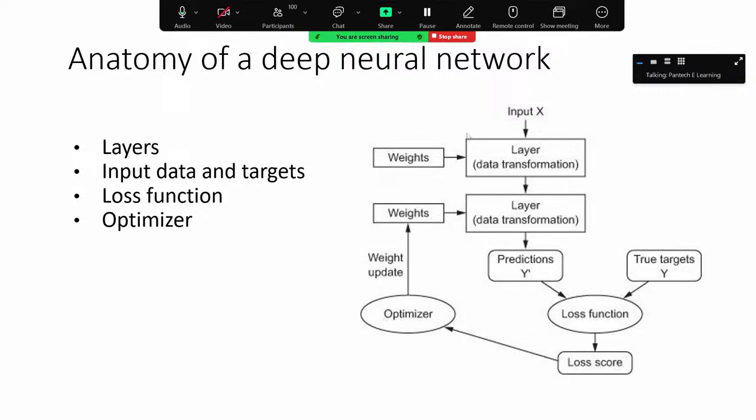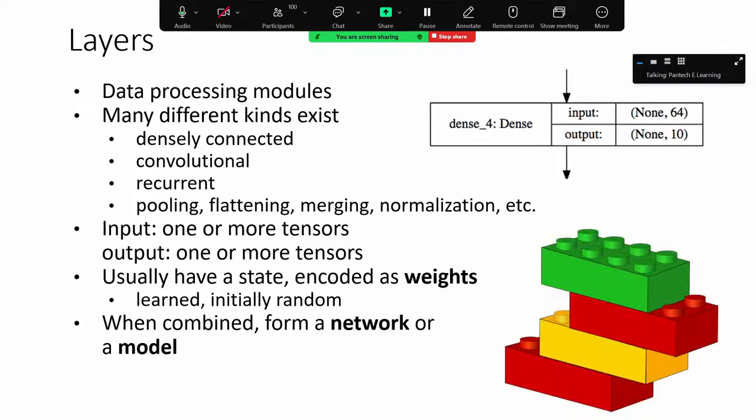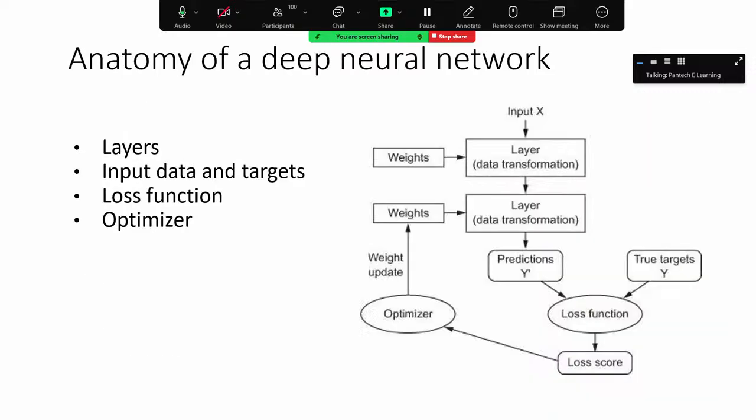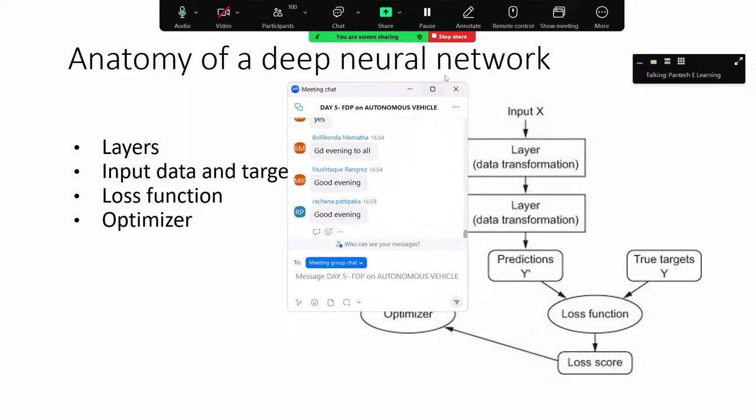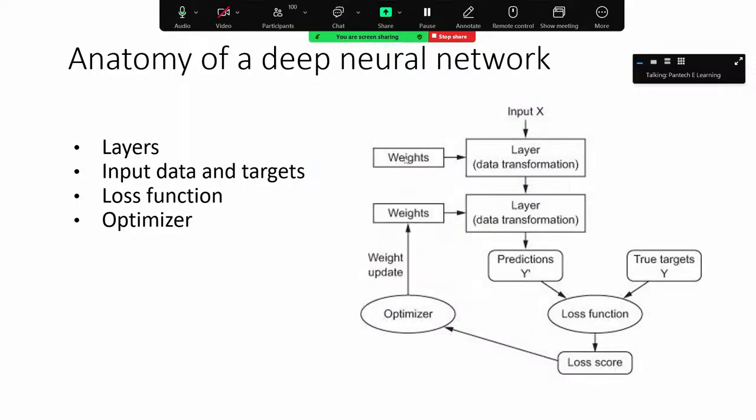So here, this is the process of training. It talks about training, layers. What are layers? We've been talking about layers. Input data, targets, loss function, optimizer. We'll go through all this. So this is a general structure. There are weights values. Initially these weights values are random values.